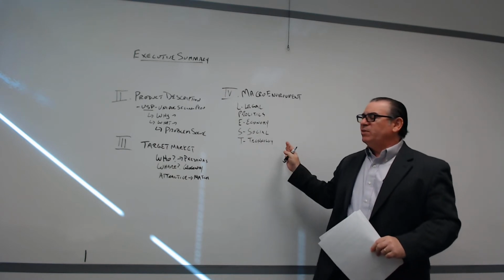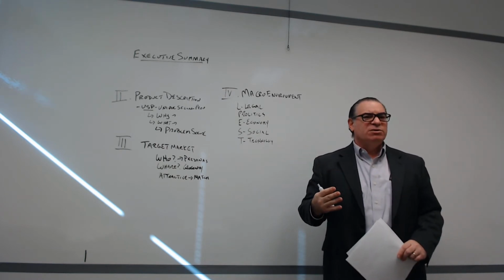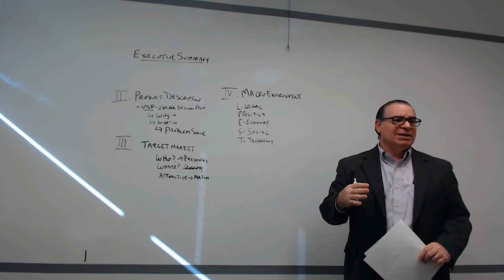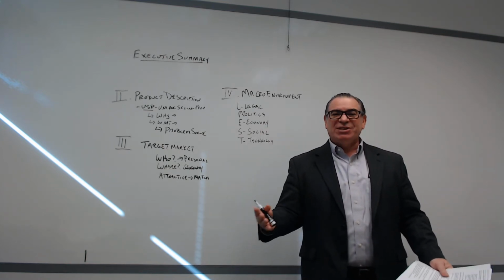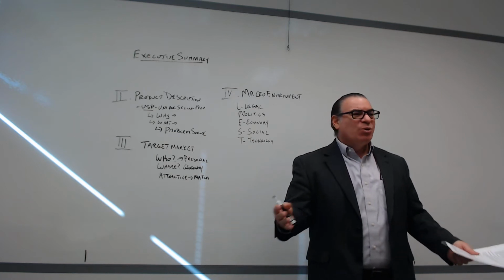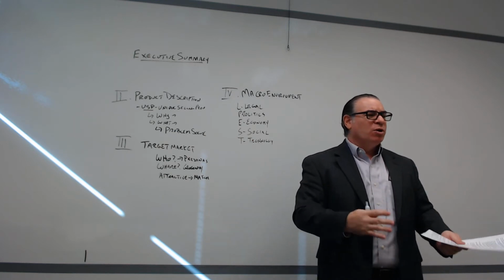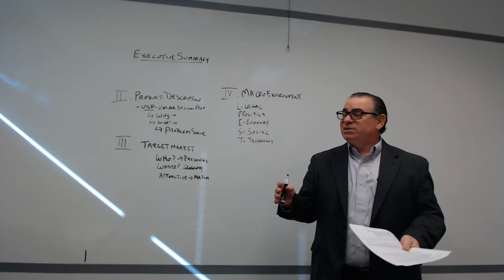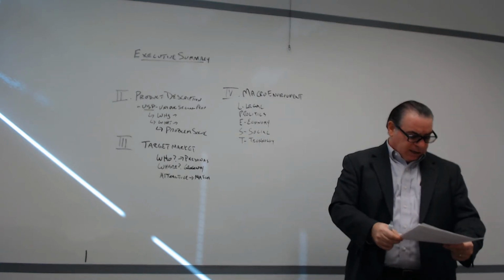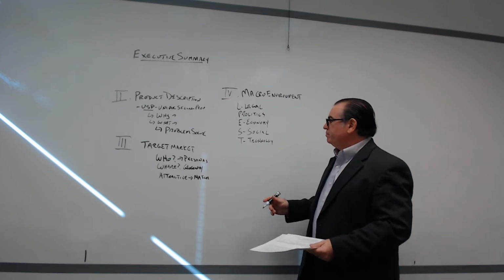You can explain that. And the reason why you want to explain the macro environment in your marketing plan is because we make plans and life gets in the way, right? So what are those risks that are out there? What could possibly change your business model? How does that look? And what does that look like? And that would be your macro environment.